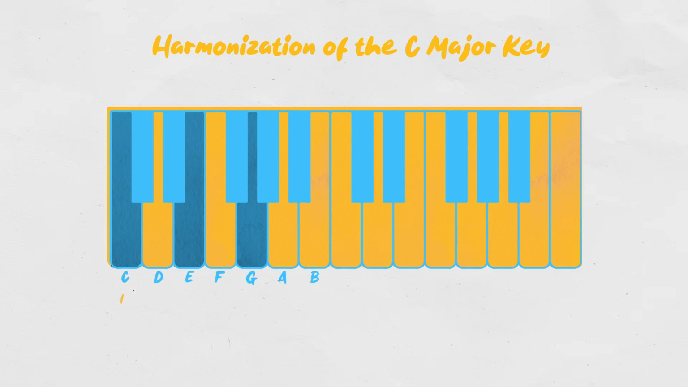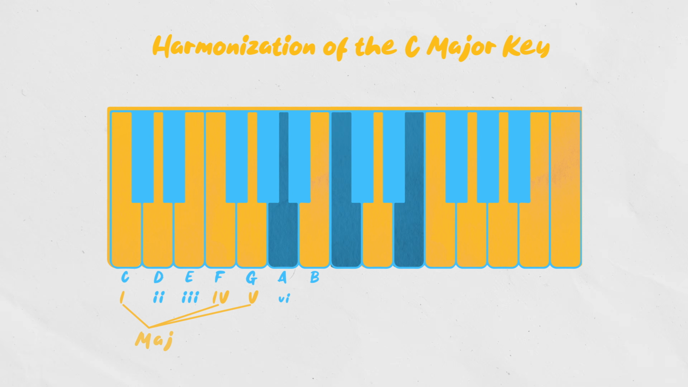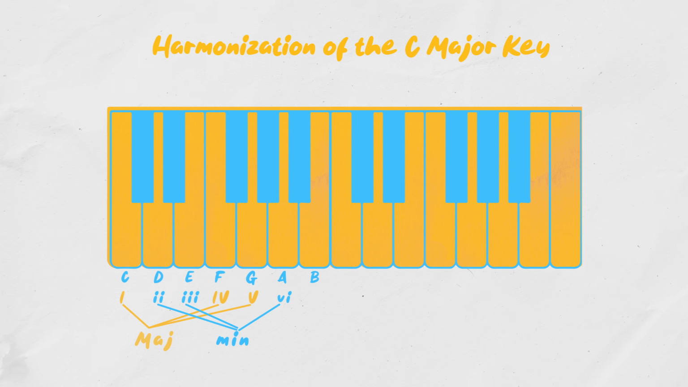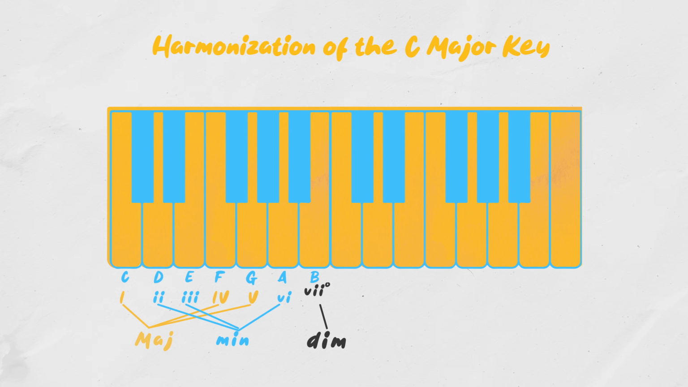This logic of determining chord quality, whether a chord is major, minor, diminished, etc., applies to all 7 degrees of the major key, resulting in a consistent pattern. The first, fourth, and fifth degrees generate major chords. The second, third, and sixth degrees form minor chords, and the seventh degree produces a diminished triad. This pattern is universal and can be applied to any major key.